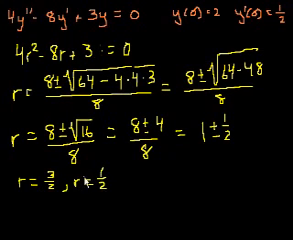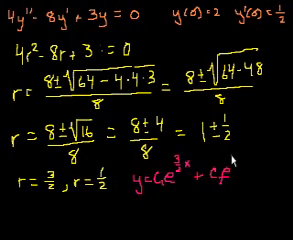So we know our two r's, and we know from previous experience in the last video that y is equal to c times e to the rx is a solution. So the general solution of this differential equation is y is equal to c1 times e, let's use our first r, e to the 3/2 x plus c2 times e to the 1/2 x.